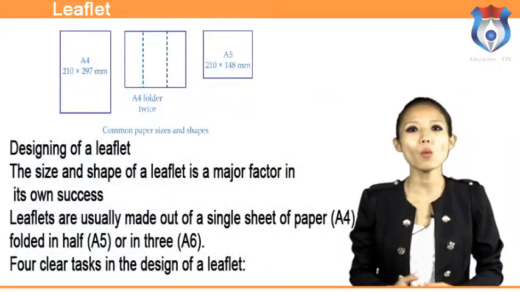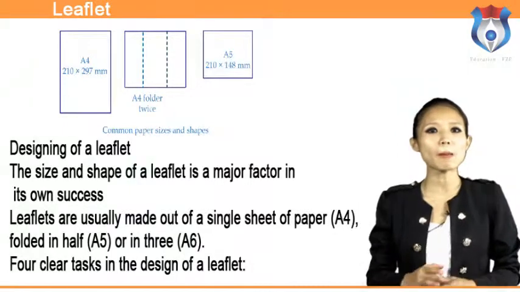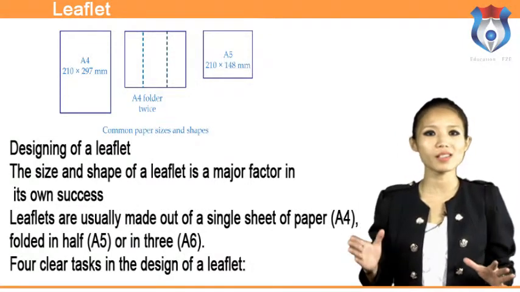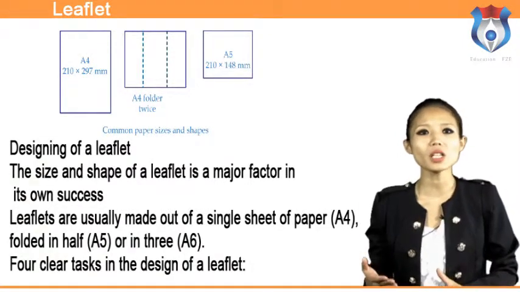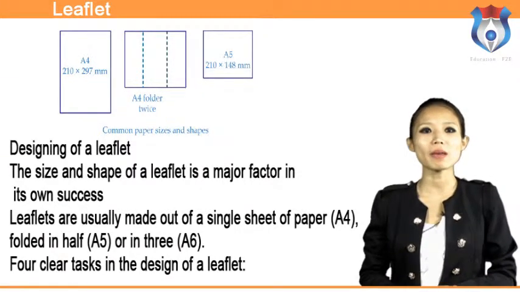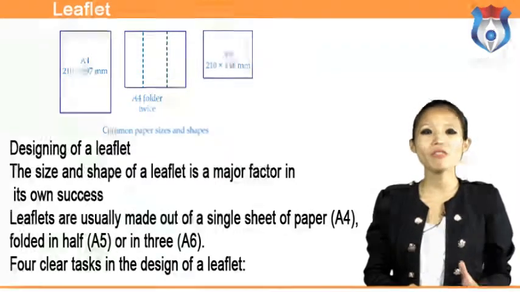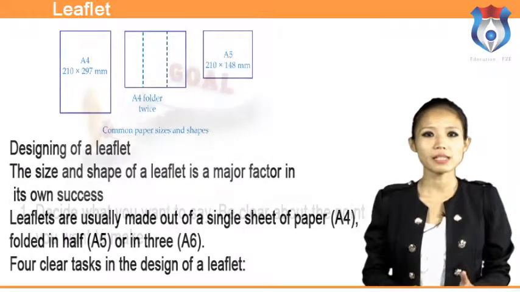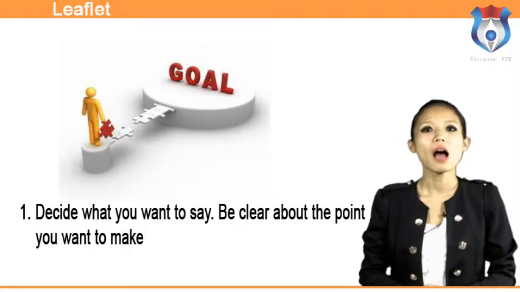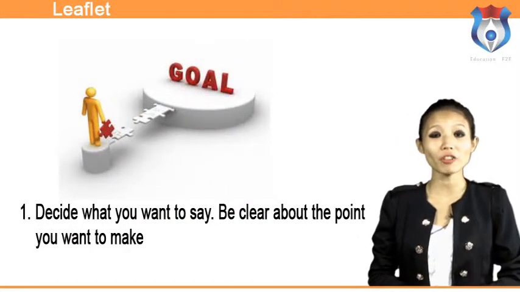Now let us see how a leaflet is designed. The size and shape of a leaflet is a major factor in its success. A leaflet that cannot fit in one's pocket will be thrown away. Leaflets are usually made out of a single sheet of paper, A4, folded in half, A5, or in three, A6. A leaflet gives us a chance to present our ideas clearly and with a graphical impact.